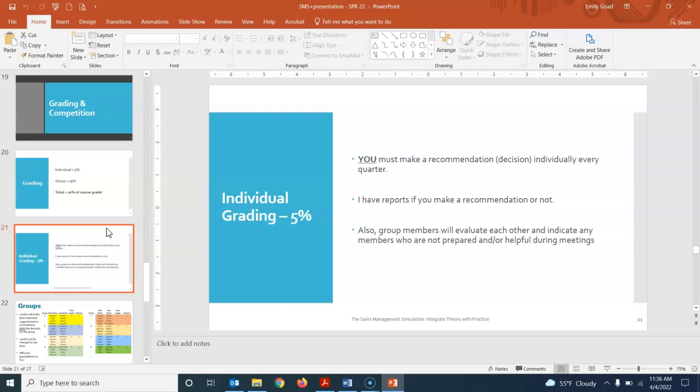Now, how does your group make a decision? Each group has a leader, and the leader has the ability to submit the decision for the group. But going back to the individual, for both leaders and for other group members, you have to make your individual decisions. I have reports that show if you made a decision and submitted it every quarter. Also, your group members are going to evaluate your participation.